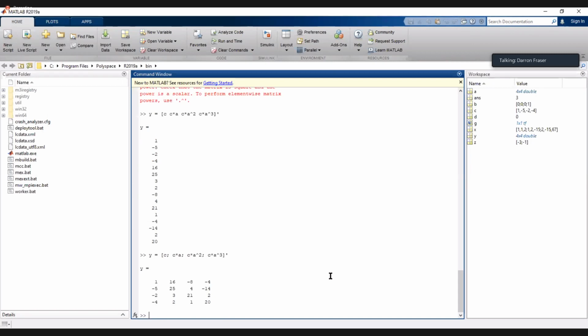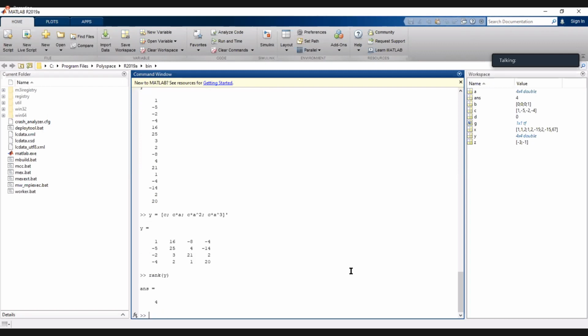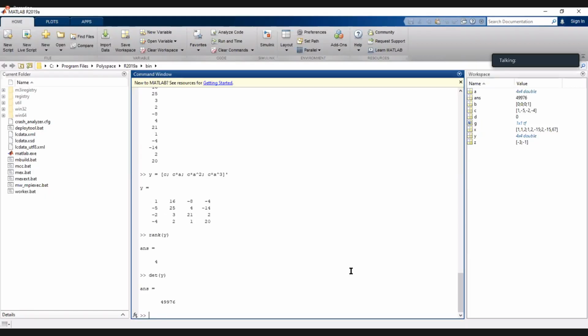Okay. And then you can type in rank Y or determinant of Y, whichever one. The rank of Y is 4. If the determinant of Y is not equal to 0, then it is observable. All right.